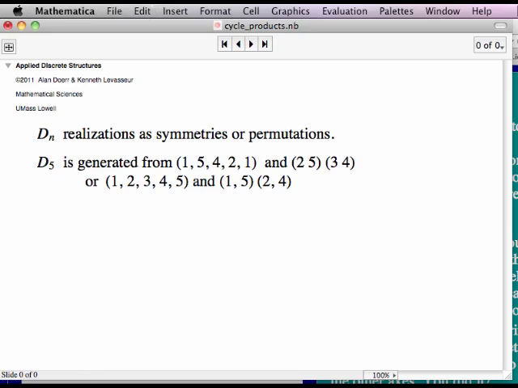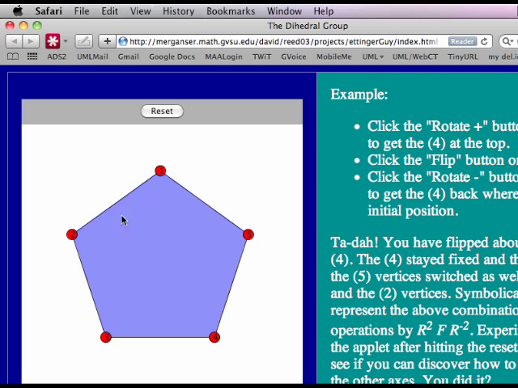For D5, as we saw in this applet, we can locate 1 in one of 5 positions. There are 5 different locations 1 can be in, and we can either flip the pentagon or not flip it, which means there are going to be 10 different ways that the 1 can be both located and the rest of the pentagon oriented. So there are 10 elements, and we can generate every one of the possible locations by a combination of a rotation and a flip.